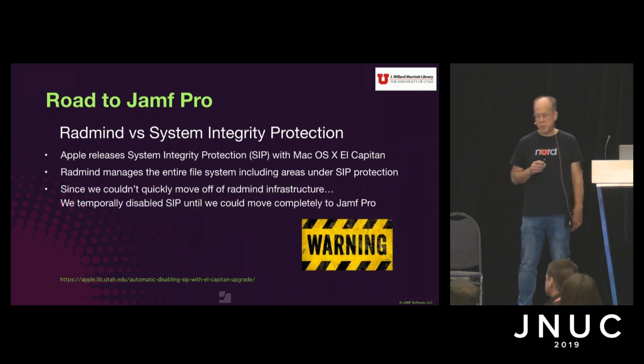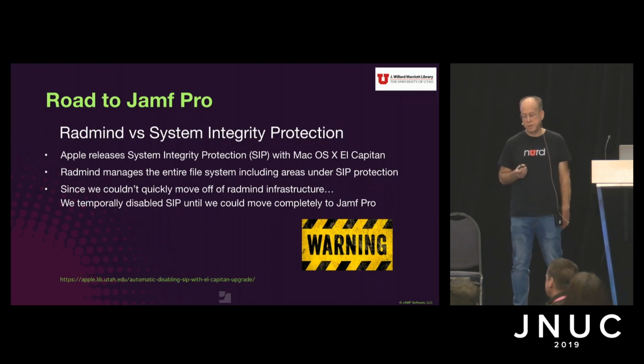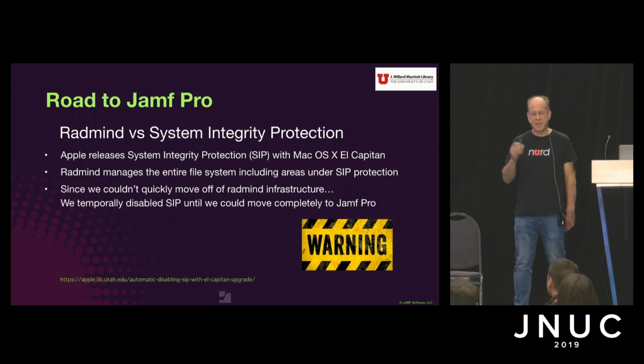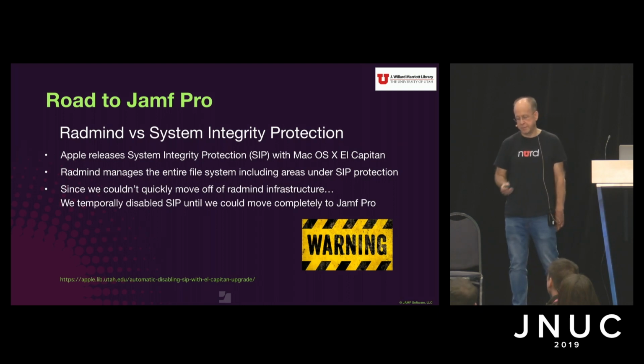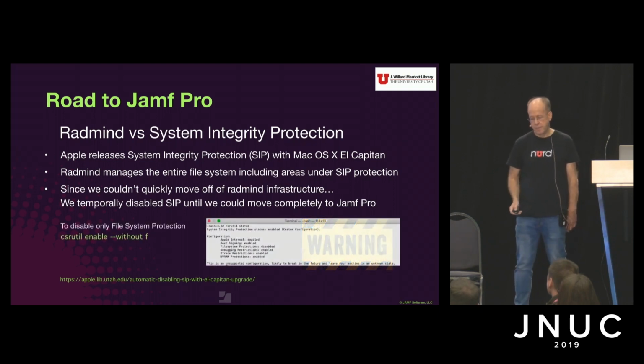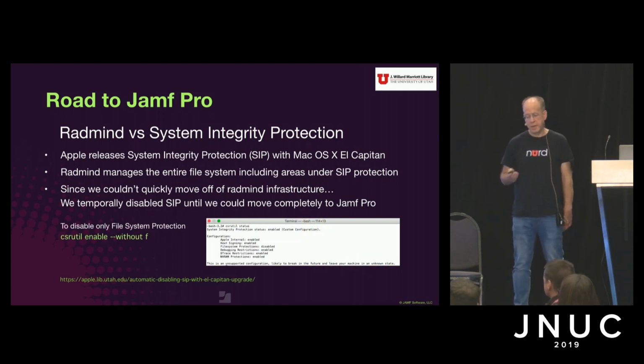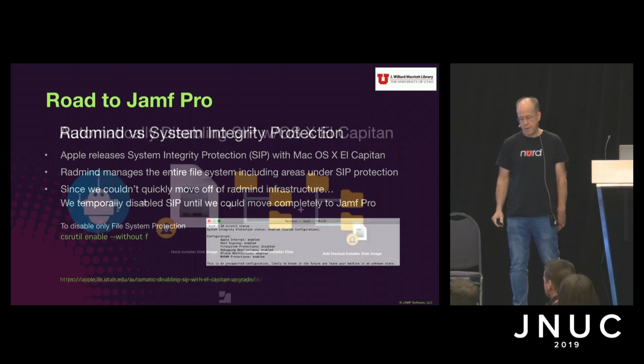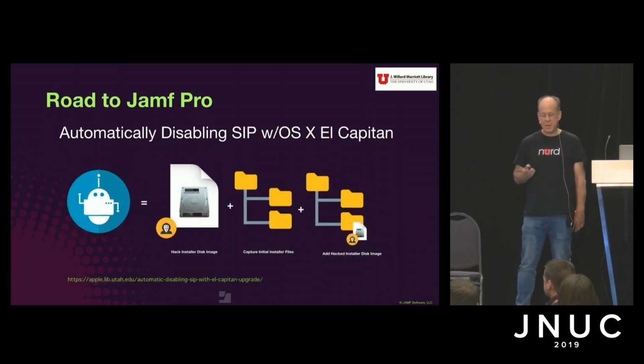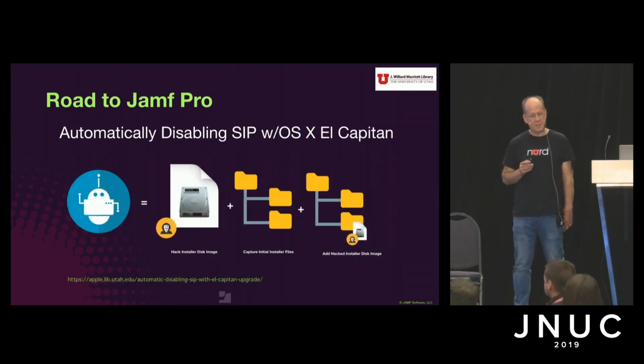Since we couldn't quickly move off of our RadMine infrastructure, we decided to temporarily disable SIP. I'd strongly recommend other people not do this unless you're using a tripwire. Actually, using our tripwire, we were more secure because we were doing other things that SIP wasn't doing by itself. And here's an example of how you can turn off file system protection with SIP. Next, I'm going to show an example of how we automated this across our fleet.